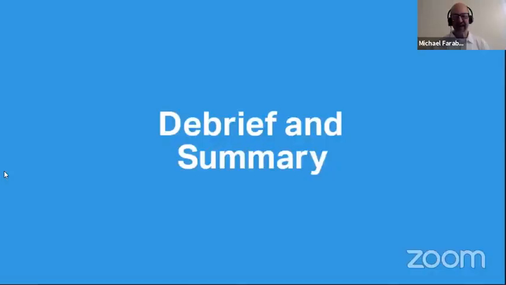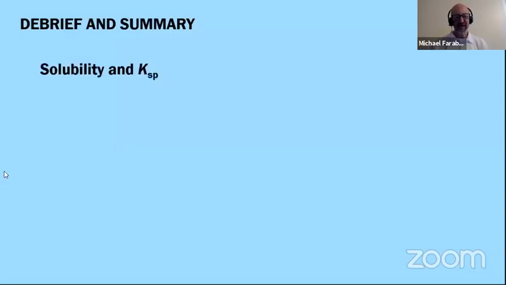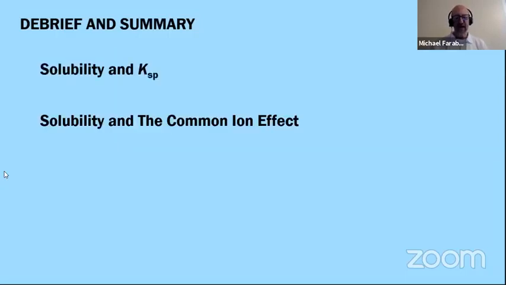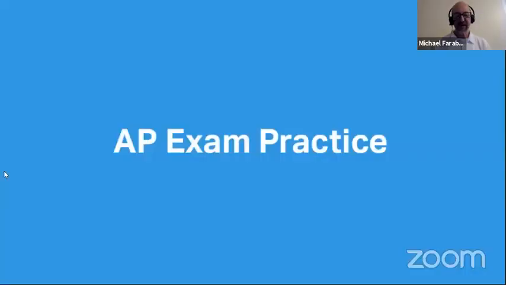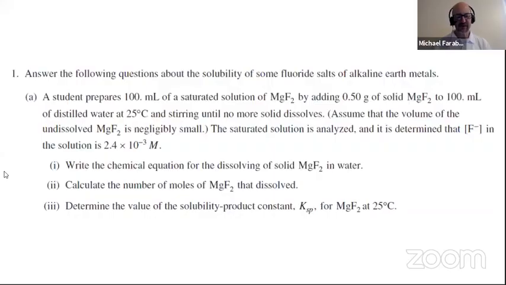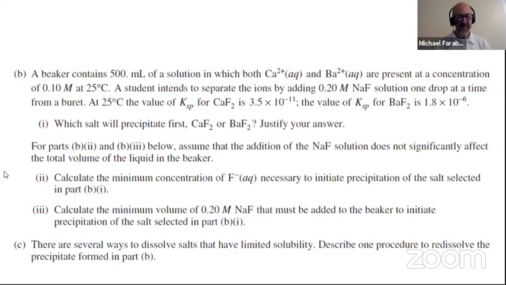All right, well, thank you for hanging in there. We talked about solubility and KSP and the common ion effect and the effect of pH on solubility, as well as Q versus KSP. So here is your AP exam practice homework problem, which I will go over in tomorrow's lesson. So take a screenshot of that. There is part A with Roman numerals I and II, and we also have parts B and C and all of the subparts there.